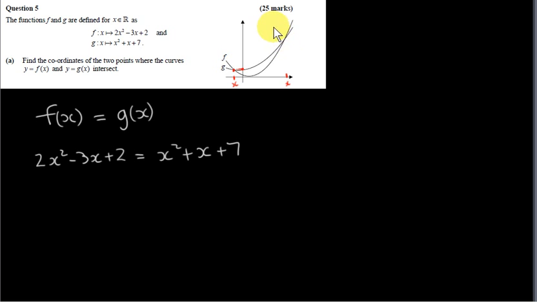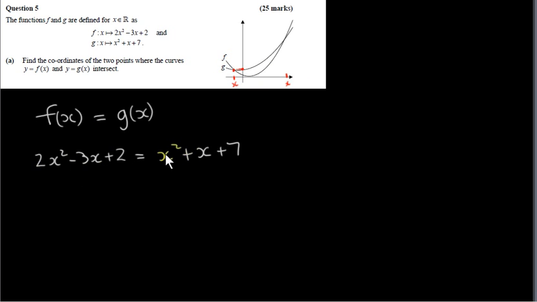g of x. So the key thing is to put f of x equal to g of x, and by solving this we can find the value or values of x for which that's true. So we just have to solve this equation here.